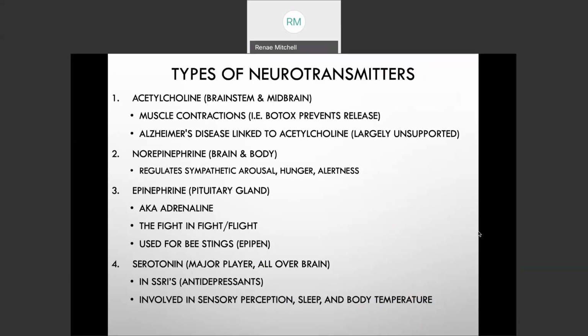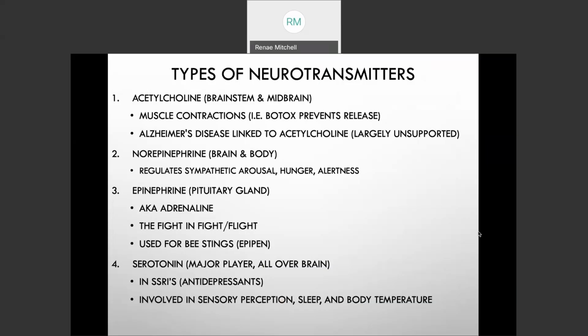So, as I mentioned, there are several different types of neurotransmitters, several dozen. We will be talking about 8 for our purposes that are very important in understanding how drugs affect human behavior. The first is acetylcholine. There are high concentrations of this neurotransmitter in the brainstem and the midbrain. This is involved in our autonomic nervous system and our muscle contractions.